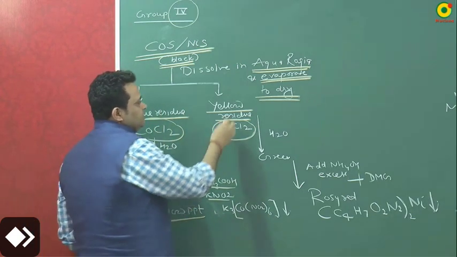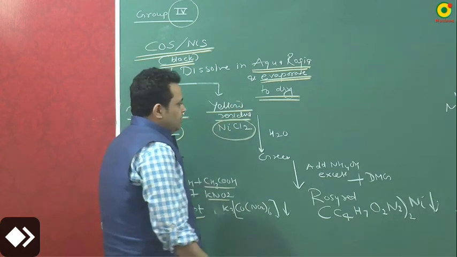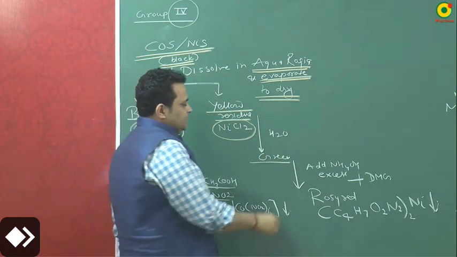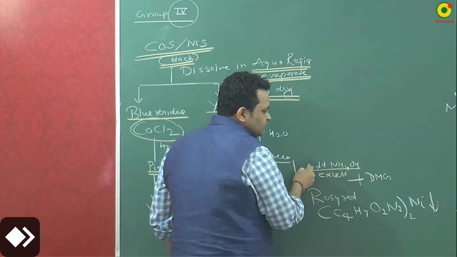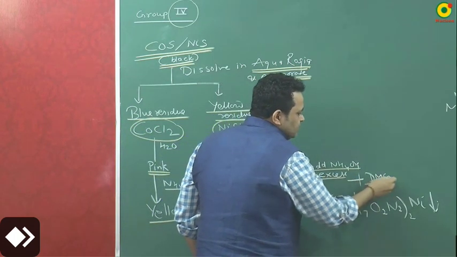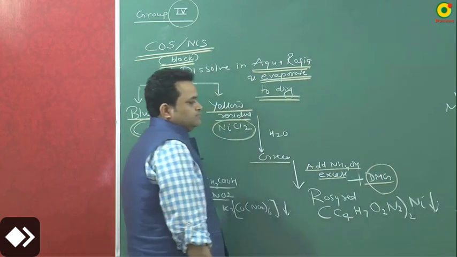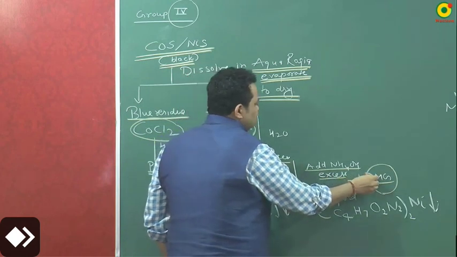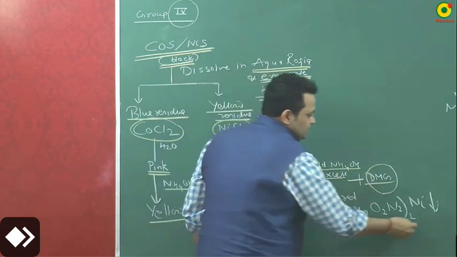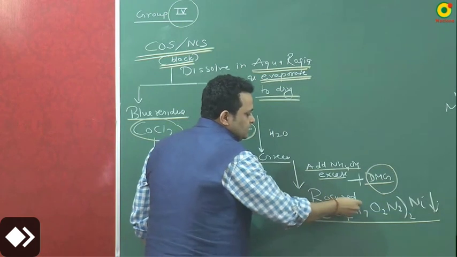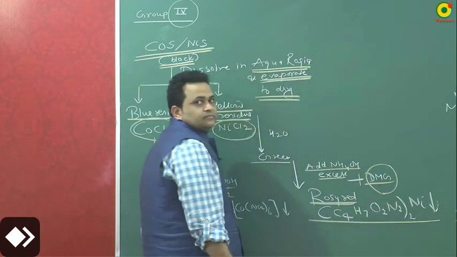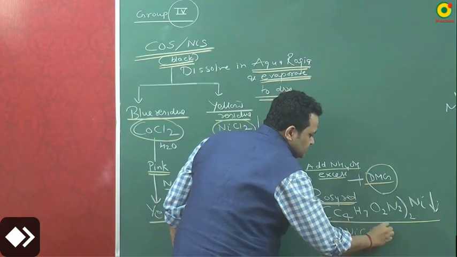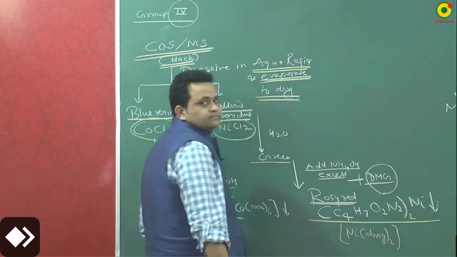The next test is for the yellow residue NiCl2. When it is dissolved in water, it forms a green colored solution. In this green colored solution, we add NH4OH in excess amount along with DMG, dimethylglyoxime. So what will happen? This DMG will form a complex with Ni+2, and this precipitate is rosy red, and the formula is this. I can write it as Ni(DMG)2, the short representation of this complex.